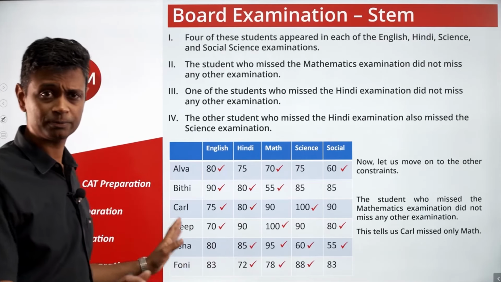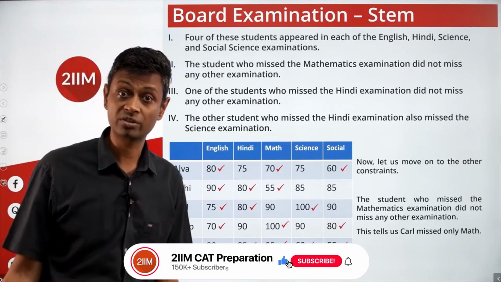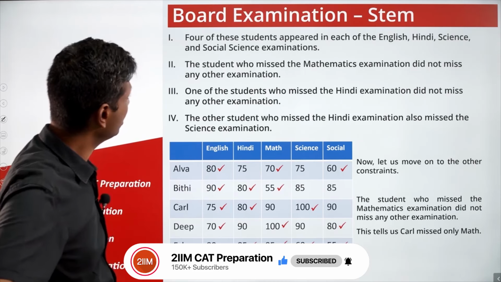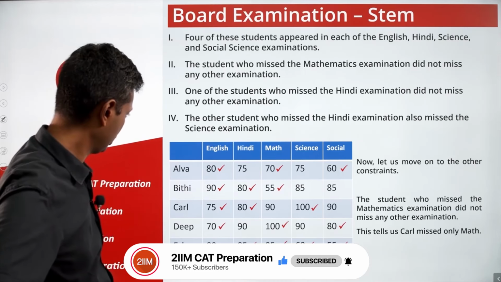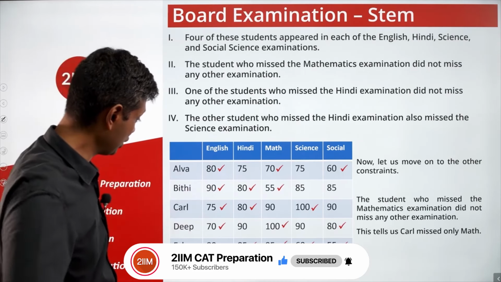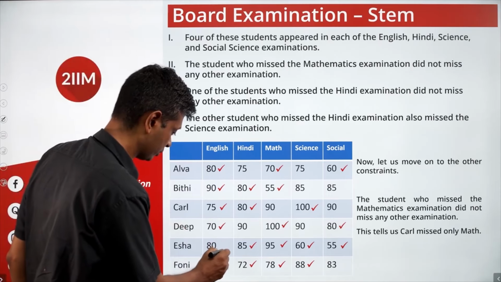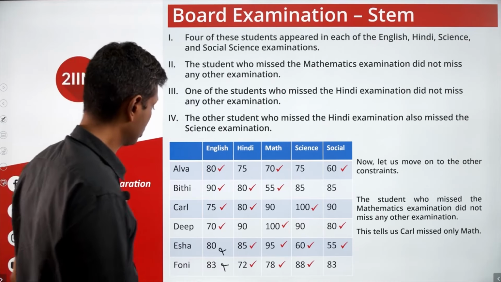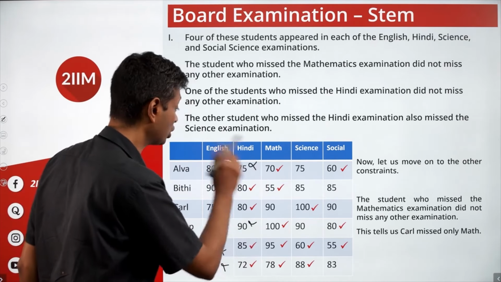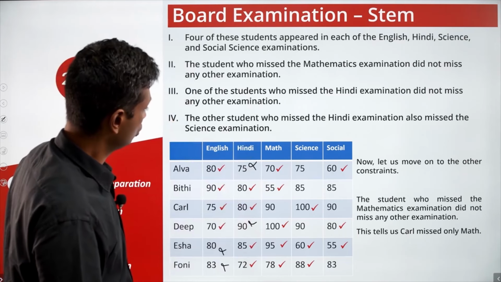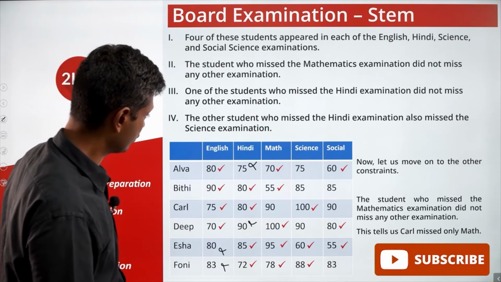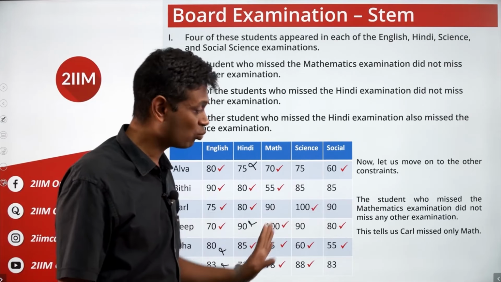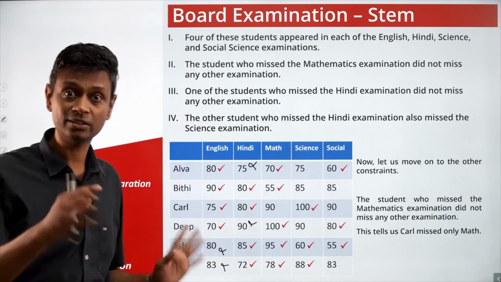We fill this completely. Now let's come to the other 4 constraints which have been given. And so we've done all this. Then the final 4 statements. 4 of these students appeared in each of English, Hindi, Science and Social Science. So English, 4 have appeared. That means Isha and Fani have not appeared for this, which helps. Hindi, we have 4. That means Deep and Alva have not appeared for this. Science and social. Science, we have only 3. Social, we have only 3. So of these 3, some one here and one here, they have attended. So we'll come to that.